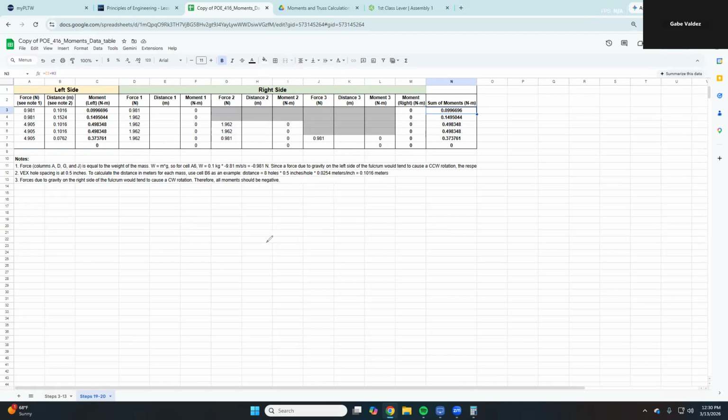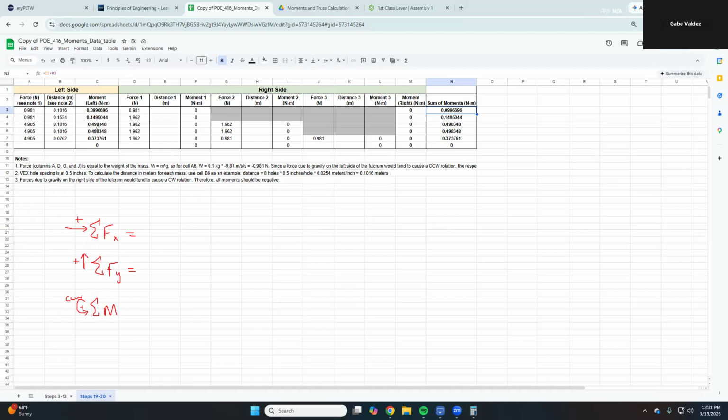Well, when we talk moments by convention, just like when we're talking forces in physics, if we sum up forces in the x direction, sometimes we say any force going to the right is positive. Or if we sum up forces in the y direction, we say any forces going up are positive. Well, when we start summing up moments, by convention, we say anything counterclockwise is positive. Okay? So counterclockwise moments by convention are positive.